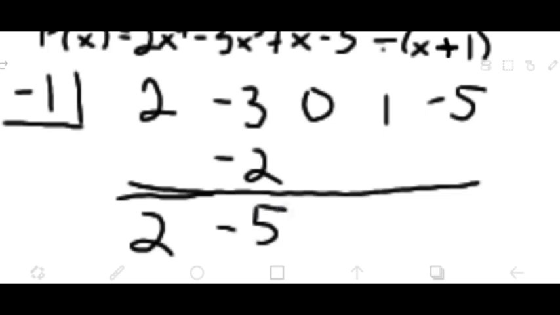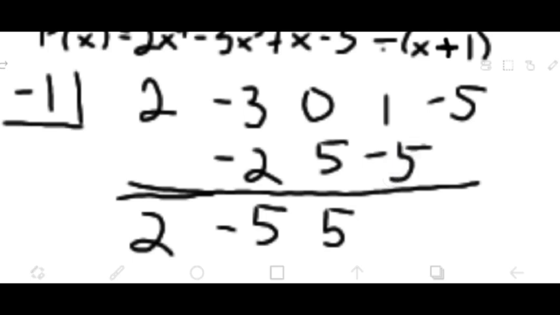So we're going to multiply the negative 5 by our divisor, which is negative 1, so the answer will be positive 5. Since we multiplied the same sign, the answer will be positive. 0 plus 5 is equal to 5. Then 5 times negative 1 is equal to negative 5.